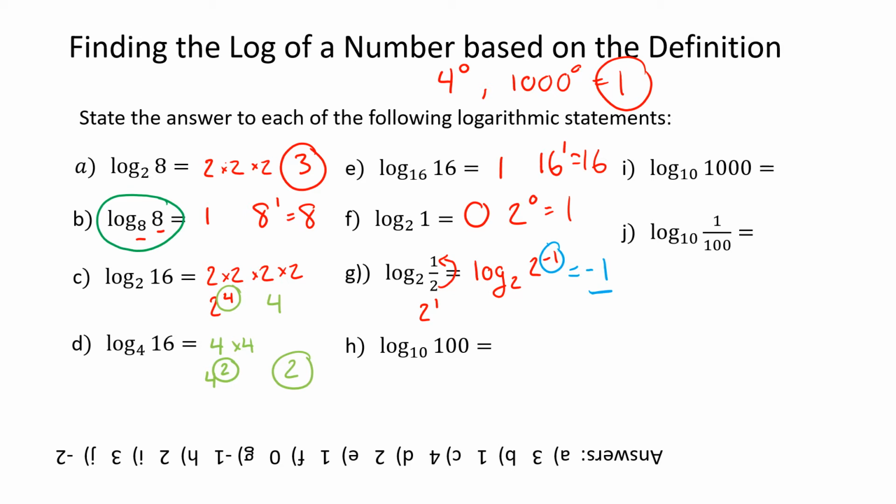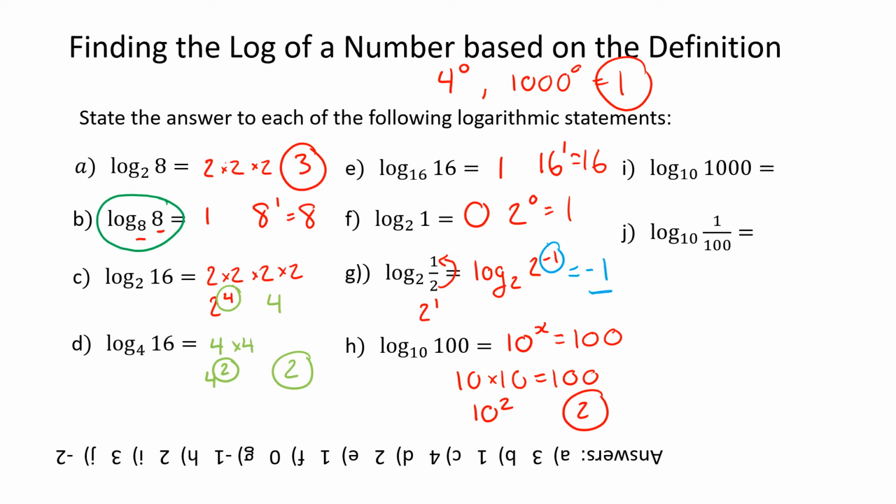For H, log of base 10 and the number is 100. Again, following the same path. We have 10 to some exponent is equal to 100. Well, 10 times 10 is equal to 100. So that means that this can be written as 10 squared, so our answer must be 2.